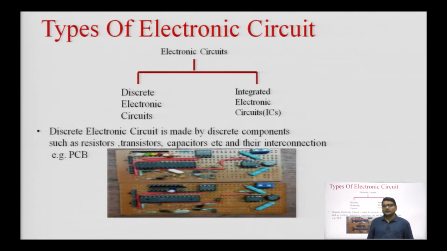Now, next will be the types of electronic circuit. There are two types. In types of electronic circuit we categorize into two categories: one is the discrete electronic circuit, and the second is the integrated electronic circuit, popularly known as ICs. A discrete electronic circuit is made with individual discrete components such as resistor, transistor, capacitor and their interconnection. PCB, the printed circuit board, is an example of a discrete electronic circuit.